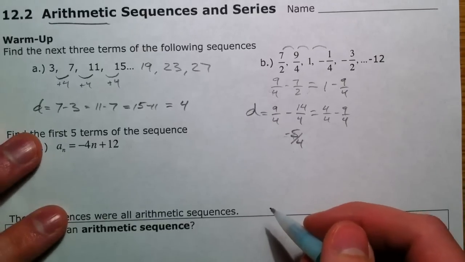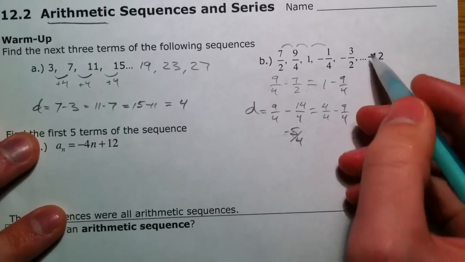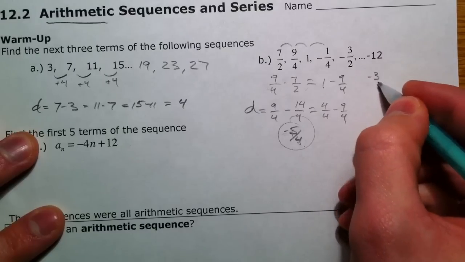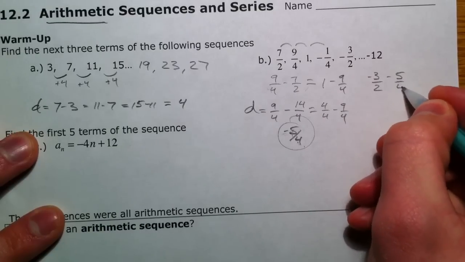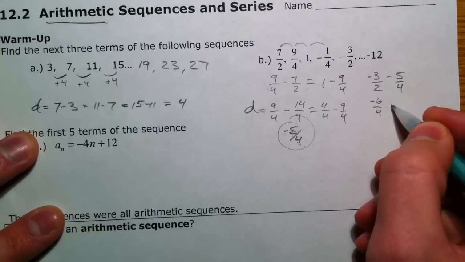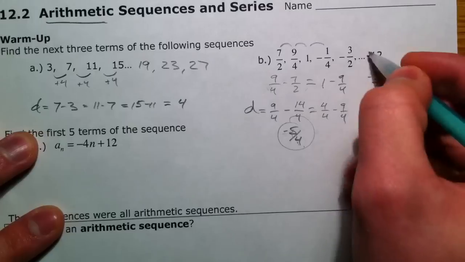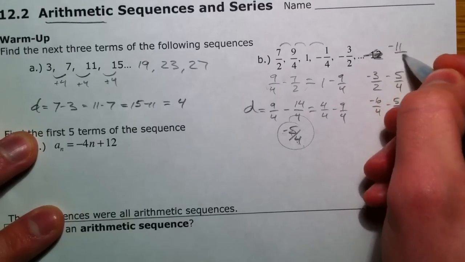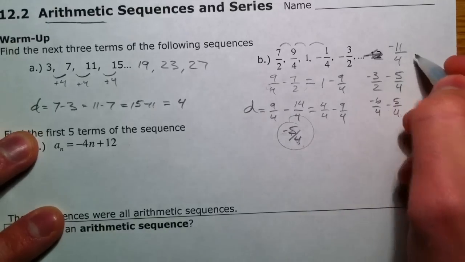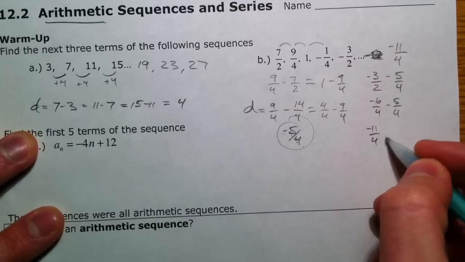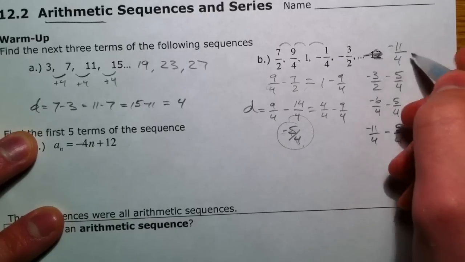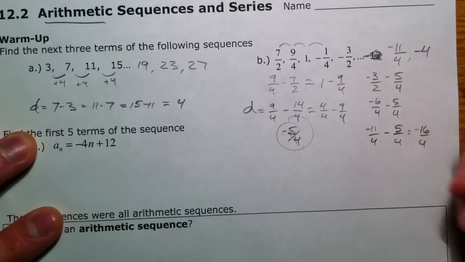So if we're going to continue this sequence, you can continue this with the D, and so you'd have to do negative 3 halves plus another negative 5 fourths, and so the next term would be negative 6 fourths, again a 2 over 2, minus 5 fourths, so negative 11 fourths. Let's just pretend that negative 12 wasn't there. And then the next one, another negative 5 fourths, that would be negative 11 fourths minus 5 fourths would be negative 16 fourths. And so now we're going to be actually at negative 4. And so you get the idea.